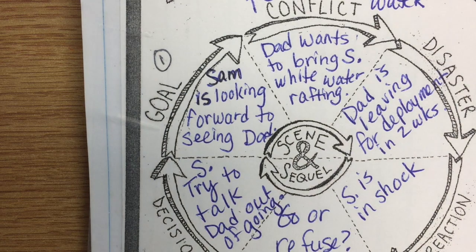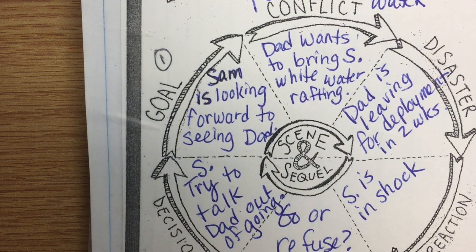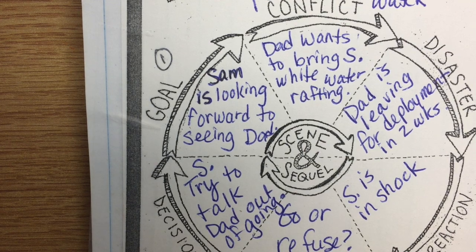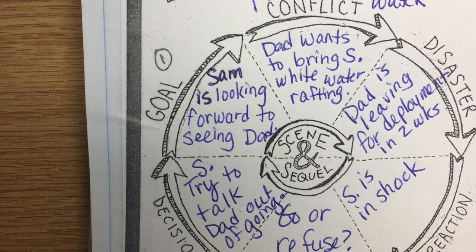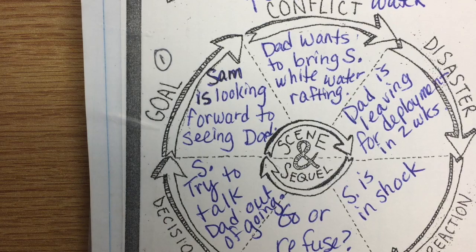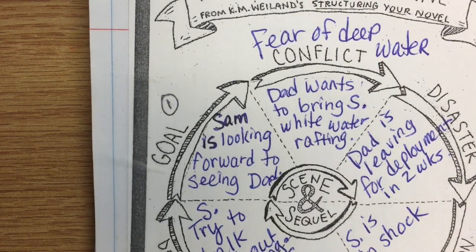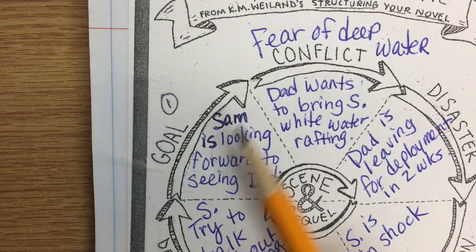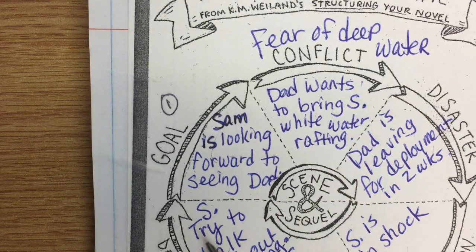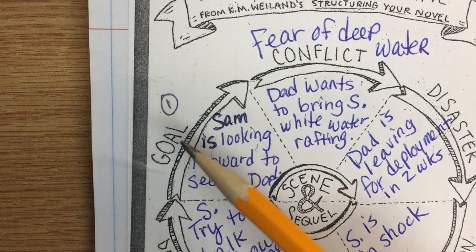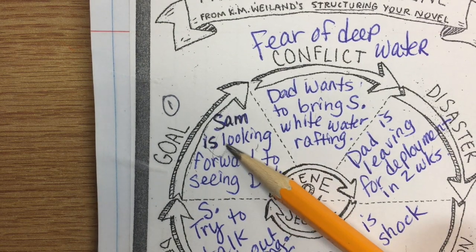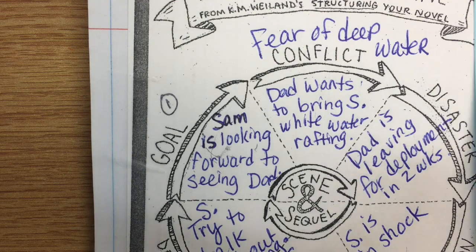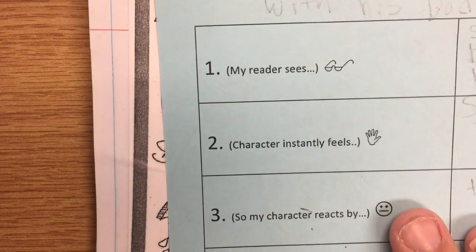Today we're going to go over motivation reaction units. These are small, tiny units of action that every scene has. For every one of the things within the scene, the goal, the conflict, disaster, reaction, dilemma, decision, you have a motivation reaction unit. Okay? So let's look at what a motivation reaction unit is.